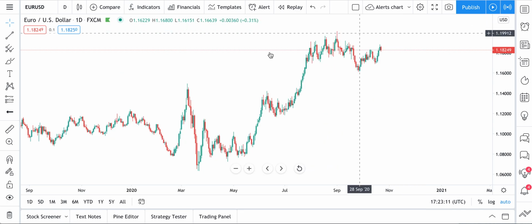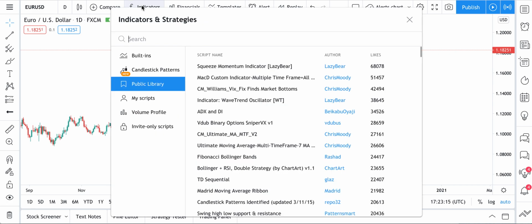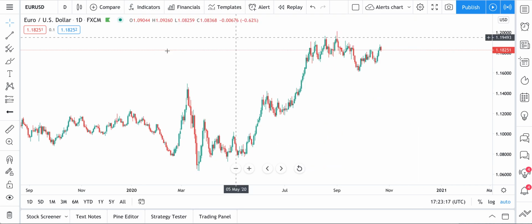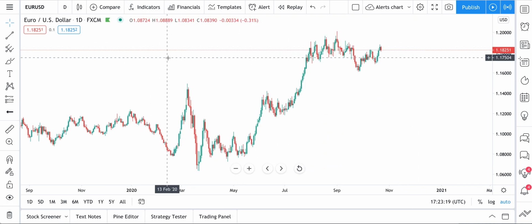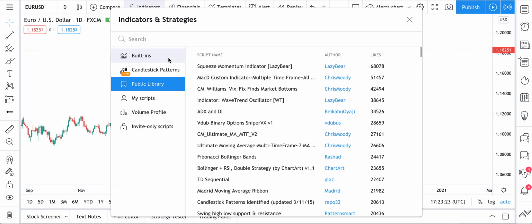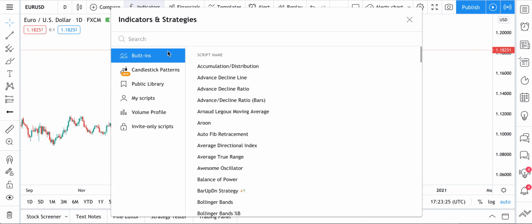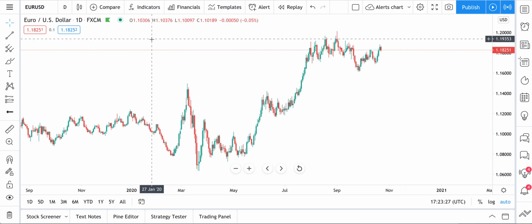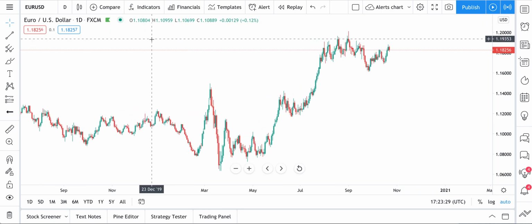So if you watch what we're doing here, we are going to the top of our chart where it says indicators and we're clicking. Another way you can get to the indicators and strategies menu is by pressing slash on the keyboard. So we press slash and it instantly appears. So let's just dive right into it. This is a daily chart of Euro USD and we can do this for any chart.